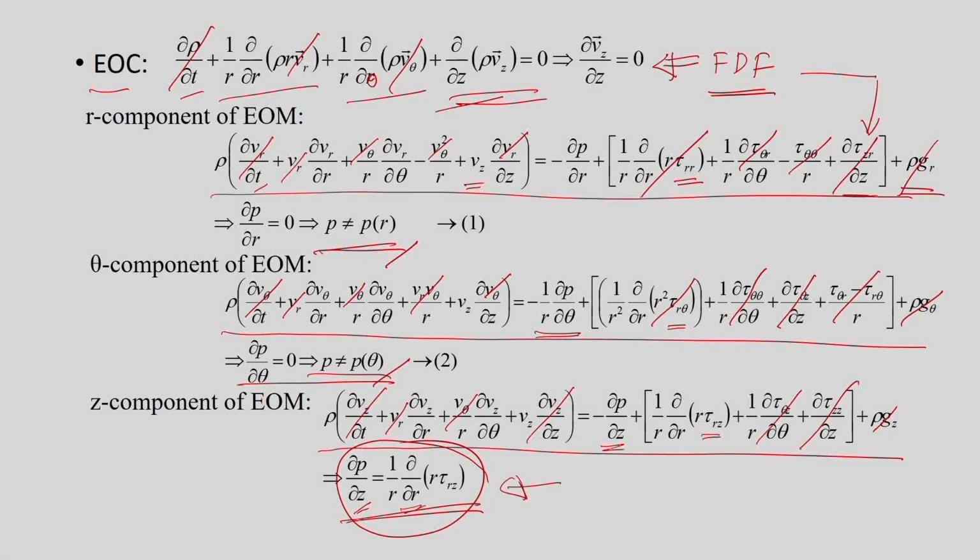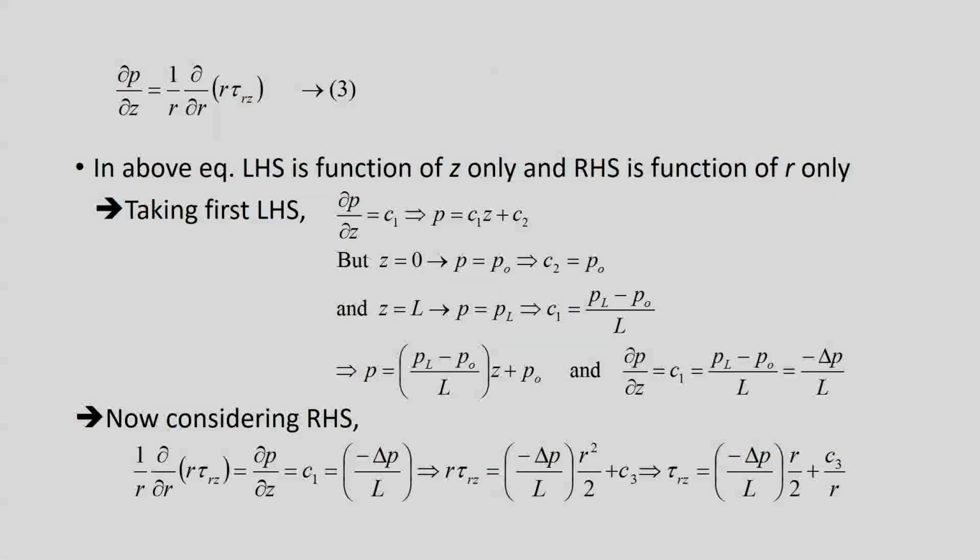So we can treat them individually and then solve in order to get the required solution, because both of them are functions of different independent variables. So for this equation, first we take the LHS, that is ∂P/∂z, let us say C1. When you integrate, you get P is equal to C1 z plus C2. Now the boundary condition: let us say z is equal to 0, P is equal to P0. When you apply this boundary condition here, you get C2 is equal to P0. And then the other boundary in the lengthwise direction, that is z is equal to L, P is equal to PL.